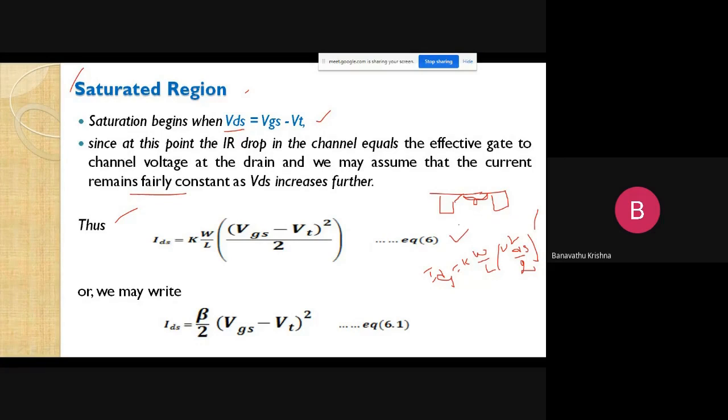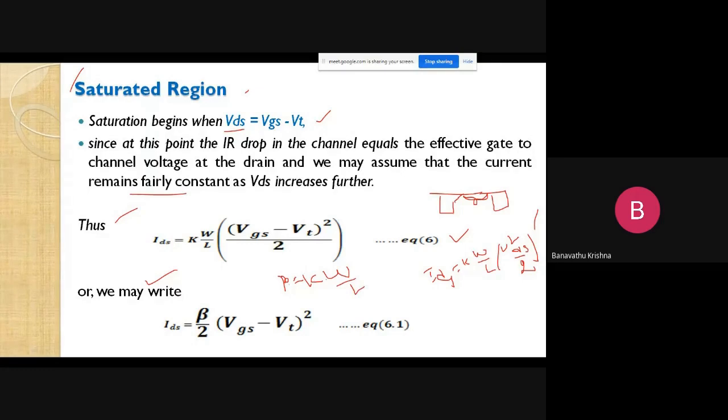Similarly, there is another form of equation 6 in saturation mode. We may write K into W by L, which, as I already told you, is beta. Beta is equal to K into W by L.